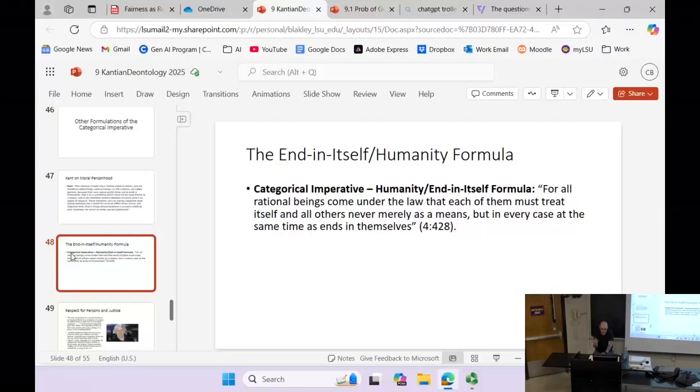So here's the next version of the categorical imperative. For all rational beings come under the law that each of them must treat itself, so ourselves and others, never merely as a means, but in every case as an end, in every case at the same time as ends in themselves.